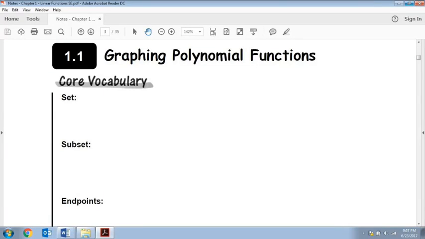Alright, hello everybody. This is chapter 1.1, graphing polynomial functions. We're going to start off with the vocabulary. First of all, we're going to define a set.